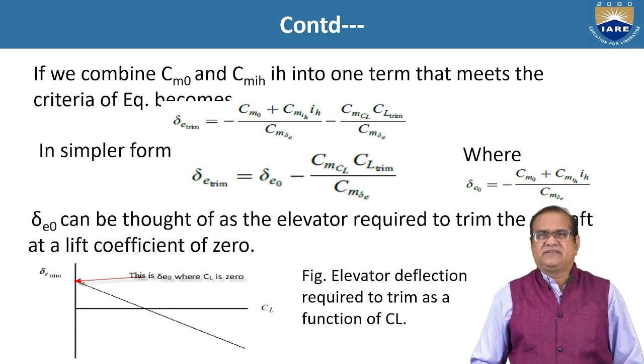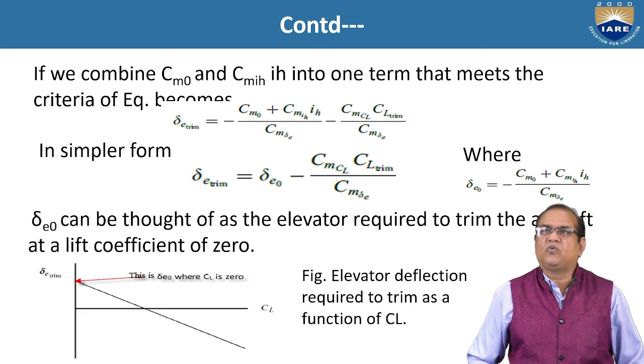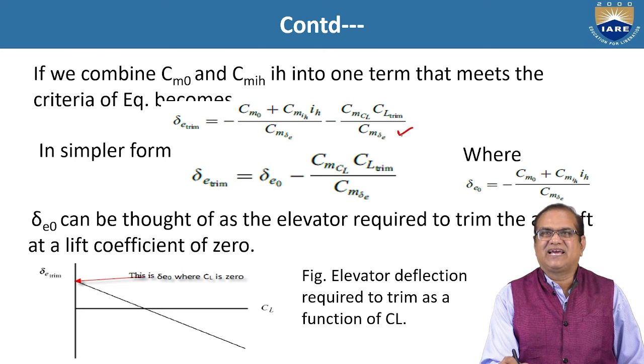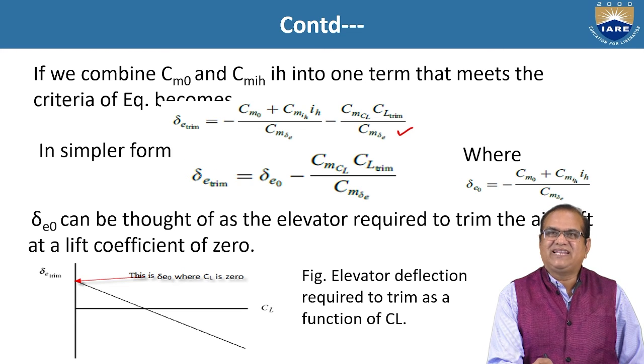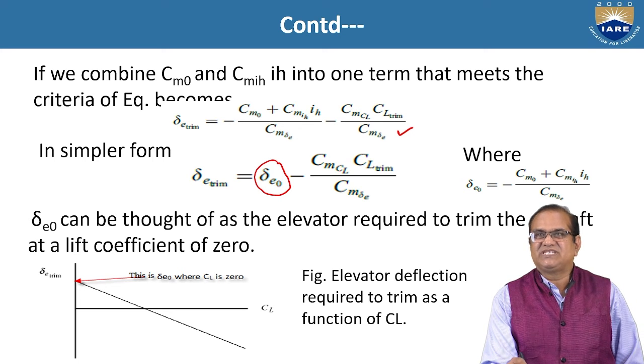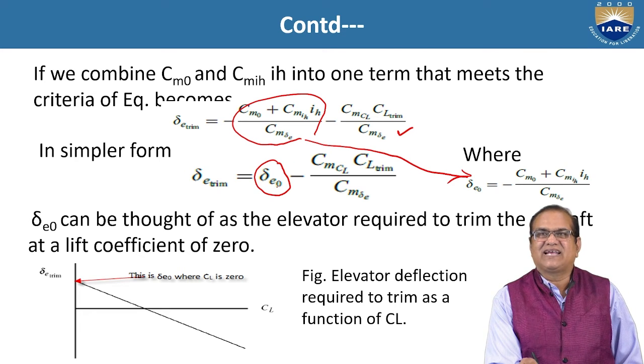If we combine Cm0 and Cm iH into one term, this equation can become delta E trim is equal to minus (Cm0 plus Cm iH) divided by Cm delta E, minus Cm CL into CL trim by Cm delta E. So in simpler form, we can write that delta E trim is equal to delta E naught plus Cm CL into CL trim by Cm delta E, where delta E naught is equal to minus this term. This term we have made as delta E naught.